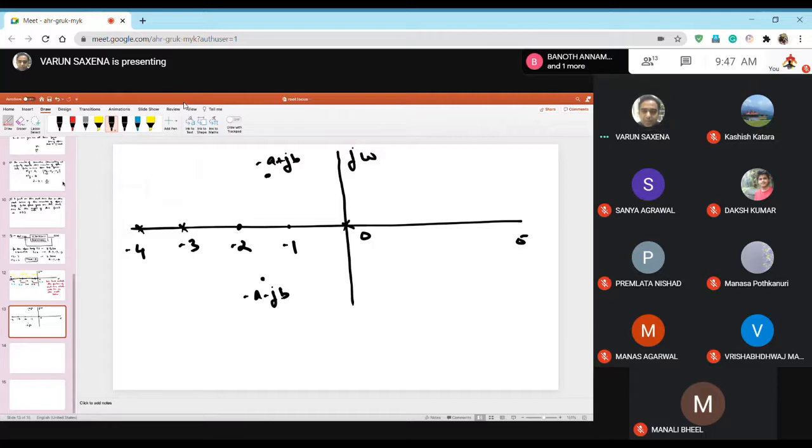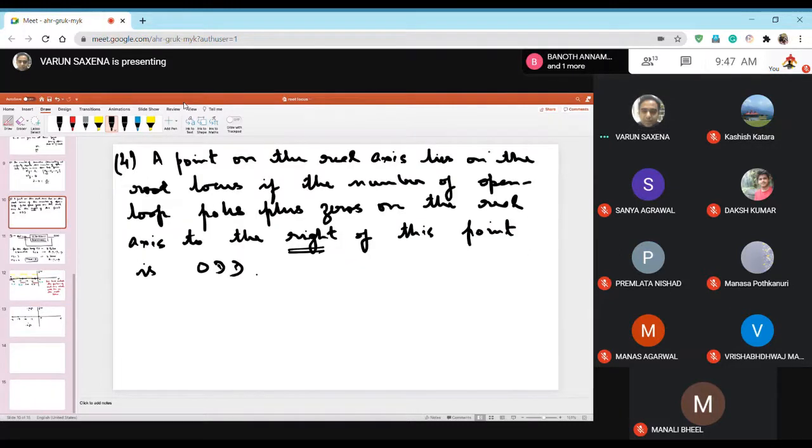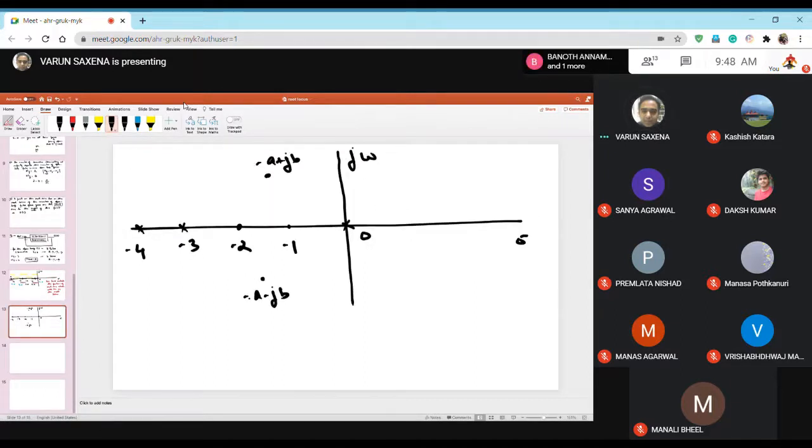The reason is that if you look at this point very carefully, I said a point on the real axis lies on the root locus if the number of open loop poles plus zeros on the real axis to the right of this point is odd. So we are not going to even consider these zeros. But then only two branches are going to zeros. Then you will say, what will happen to these zeros? So obviously there has to be some more number of poles that will move towards this branch.